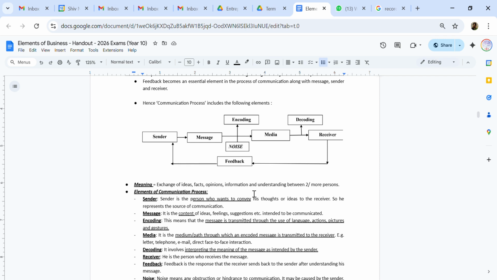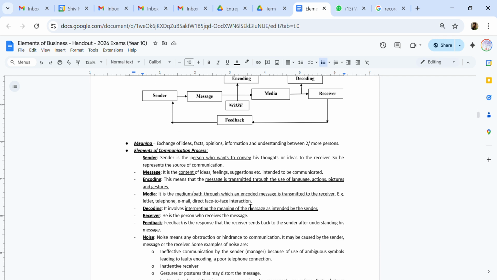the sender. The second party to the process of communication is the receiver who receives the message, and the communication process is only completed once feedback, which is the response that the receiver has to send to the sender, is actually sent, and the message is understood in the same meaning that the sender intended it to.